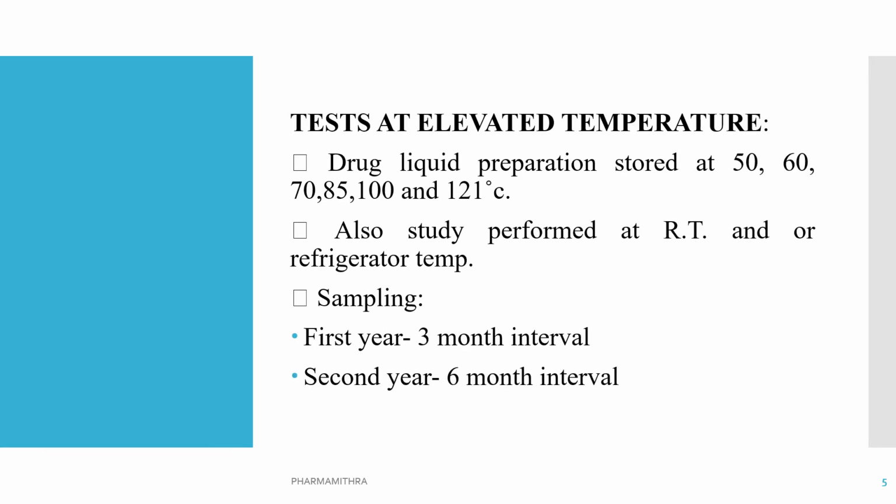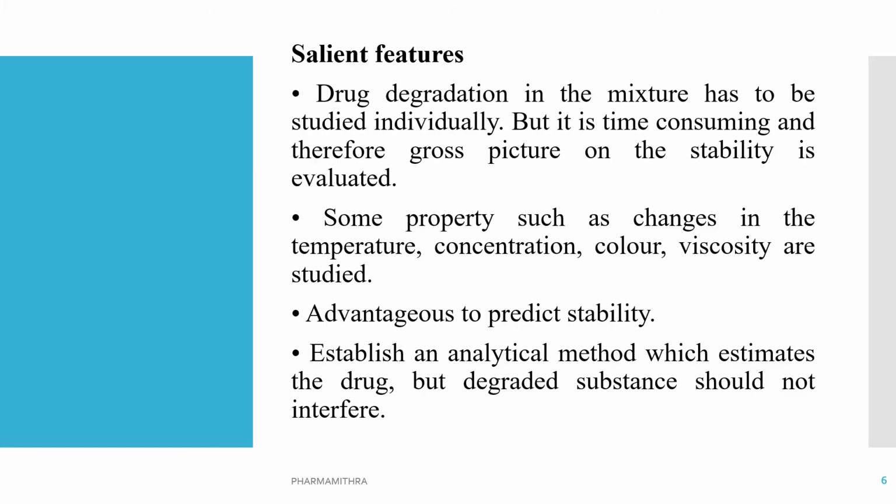We can carry out the accelerated stability study at different conditions. First one, we normally carry out at elevated temperature, like we keep the liquid preparation stored at 50, 60, 70, 85, 100 and 121 degrees Celsius. Normally we also keep it at refrigeration temperature. For that, we have to take samples. For the first year, we keep an interval of 3 months, and for the second year, a 6-month interval.